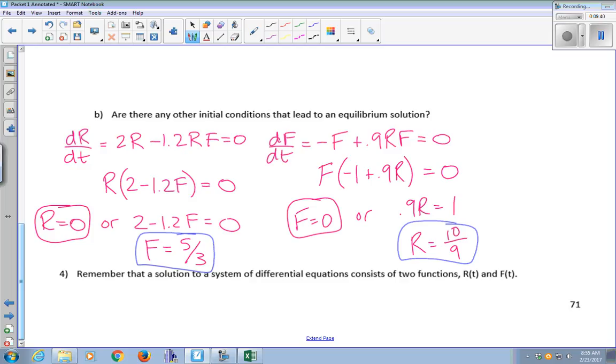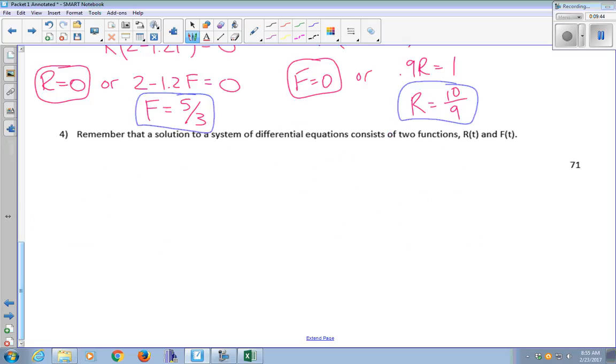So remember that the solution to a system is two functions, right? So F equals 5/3, that's not a number, that is a function, right? But it's the value 5/3 for all time. And R is the rabbits, and that stays at the value 10/9 for all time.